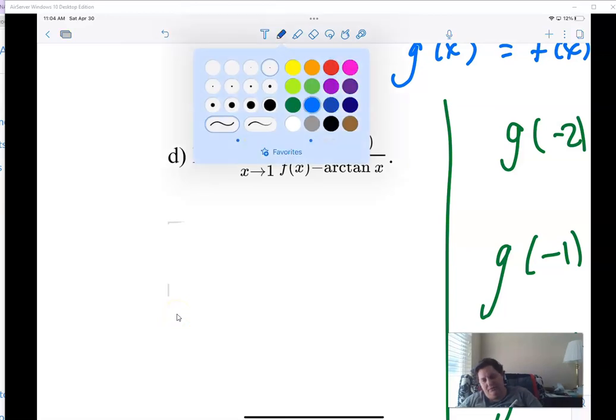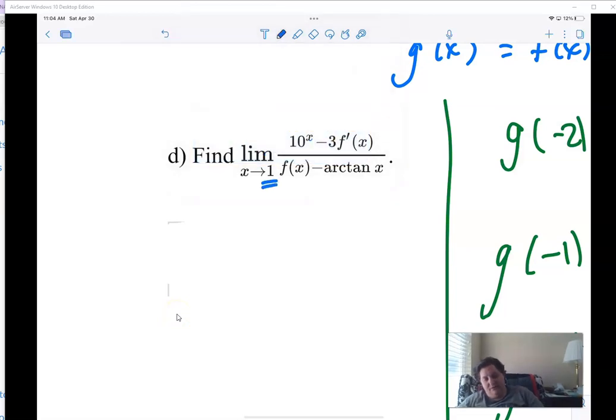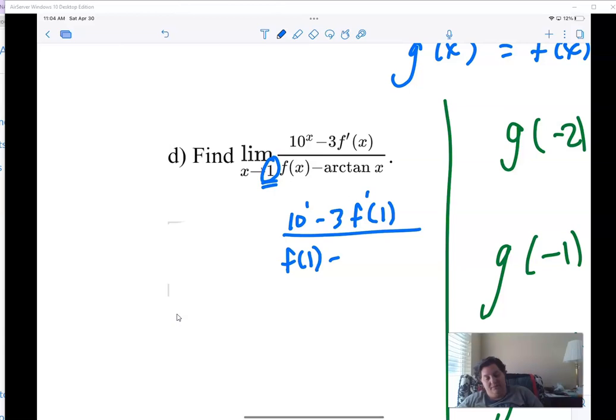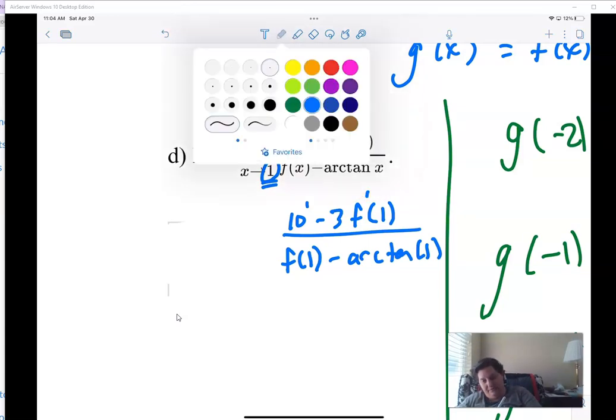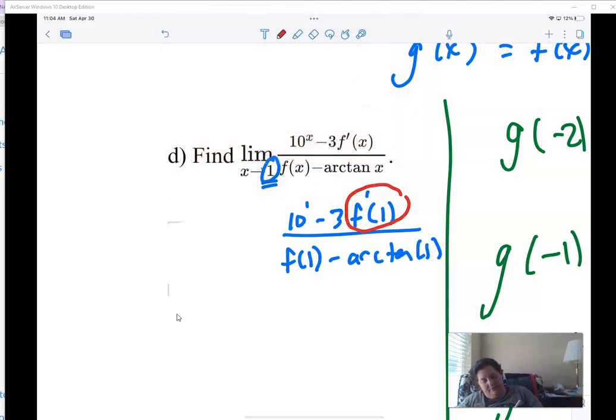Last question, here we go. The limit as x approaches 1. Remember, we always start by just plugging it in first. Numerical limits, we plug it in. So this is going to give me 10 to the 1 minus 3 times f prime of 1, over f of 1 minus arctan of 1. There's a few things we got to talk about here. We got to talk about f prime of 1. I can't highlight over the stuff that I've whited out. And I got to find that.